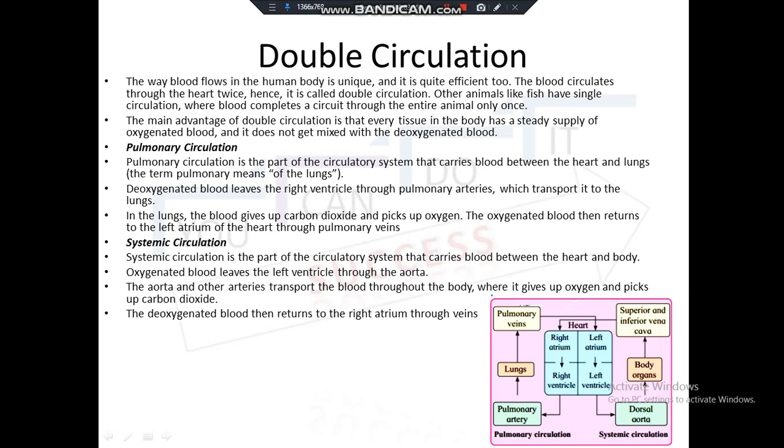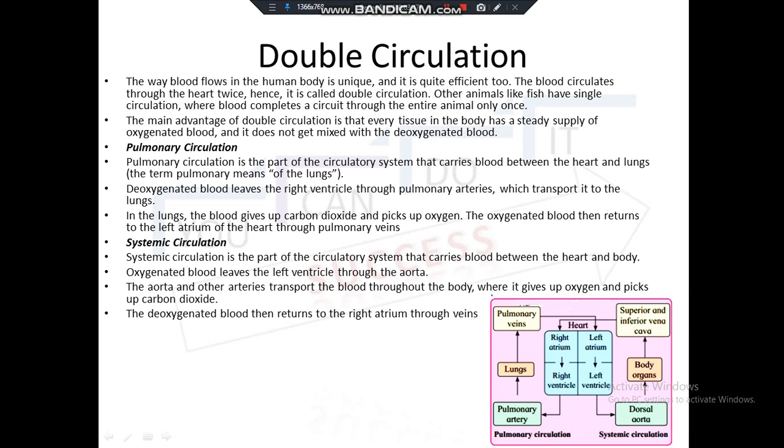Then from the entire body, since the organs use up all the oxygen which was present in the blood, the blood becomes deoxygenated because all the oxygen has been taken up by the cells of the body. So now the deoxygenated blood goes back into the heart and enters the right atrium through the superior and inferior vena cava. From the right atrium it then moves into the right ventricle, and then from the right ventricle it moves into the pulmonary artery.